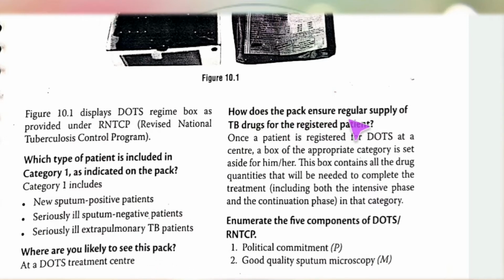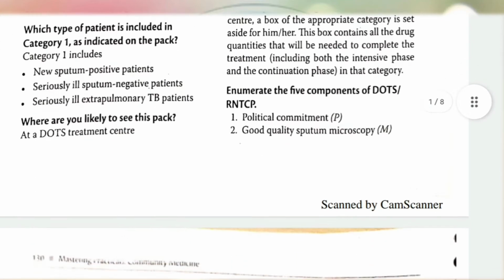How does the pack ensure regular supply of TB drugs for the registered patient? Once a patient is registered for DOTS at a center, a box of appropriate category is set aside for him or her. This box contains all the drug quantities that will be needed to complete the treatment, both for the intensive as well as the continuation phase. Enumerate the 5 components of DOTS under the RNTCP. This is very important. It is asked till now.